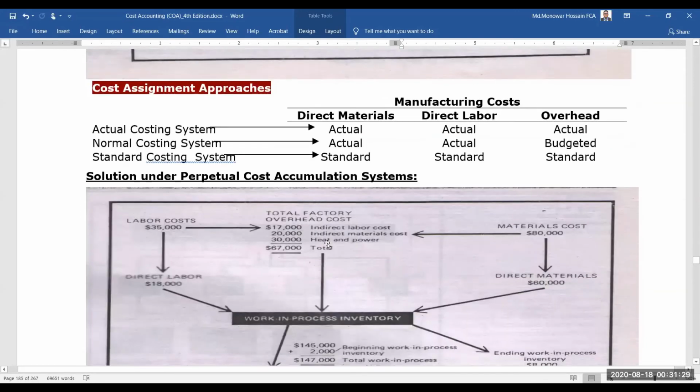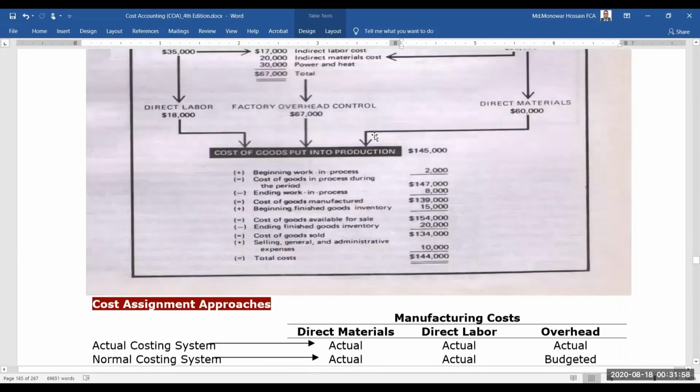Okay, and cost accumulation approach, look here: manufacturing cost, direct material, labor and overhead. Actual costing system: direct material we are putting in actual, direct labor actual, overhead actual. Normal costing system: actual direct material, direct labor actual, and budgeted overhead. And a standard costing system, all are the standard.